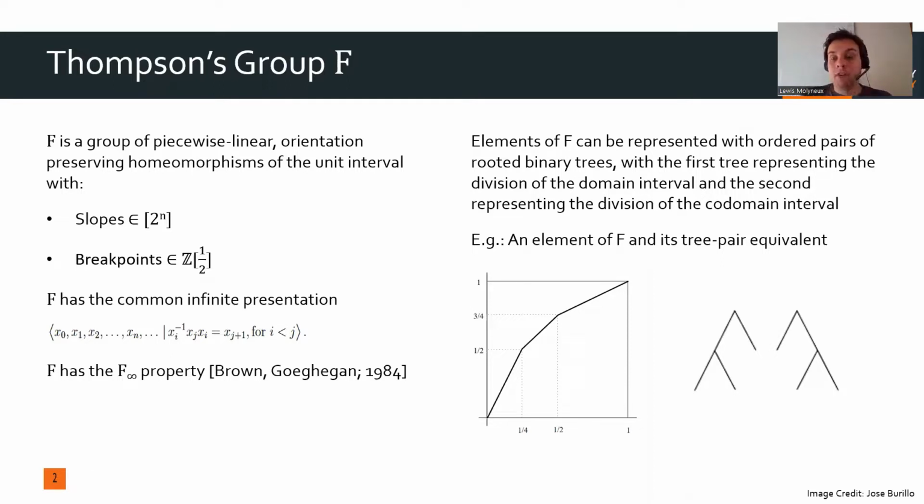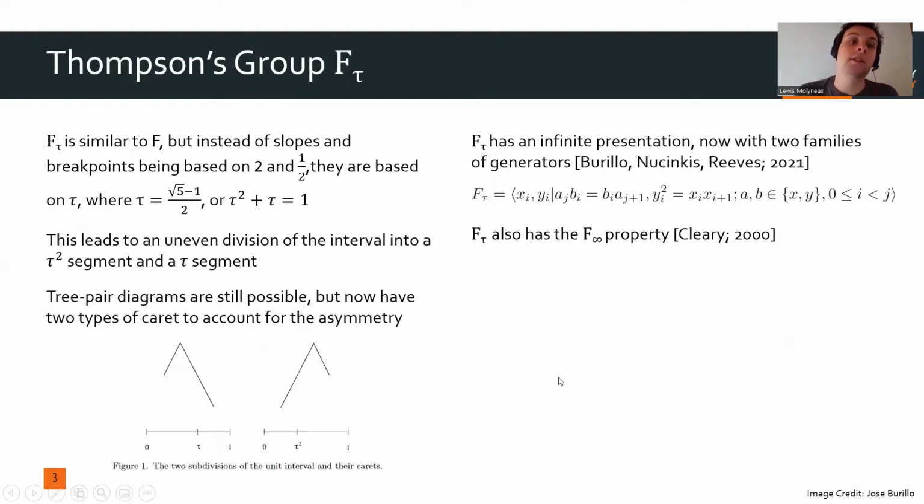So the variant we're going to talk about is very similar in structure, but instead of the slopes and breakpoints being based around 2, they're going to be based around this irrational number tau, which is the small golden ratio, or the solution to tau squared plus tau equals 1. So what this means is when we break the interval in Thompson's group, we normally do it by breaking it into 2 equal pieces, but here we're going to break it into a piece of length tau and a piece of length tau squared.